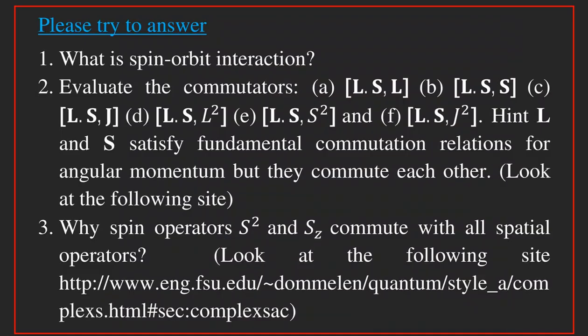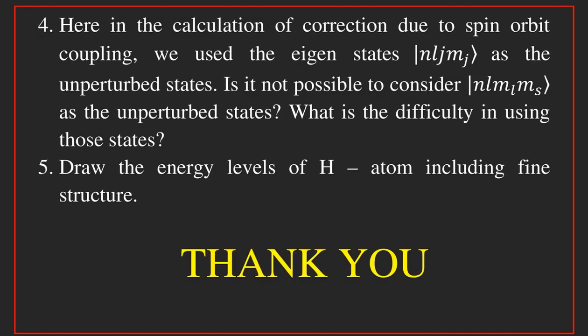After watching this video, answer the following questions. What is spin-orbit interaction? Evaluate the commutators of the operator L dot S with the angular momentum L, spin angular momentum S, then total angular momentum J, then L square, S square, and J square. Then, why do the spin-orbit operators S square and Sz commute with all spatial operators?